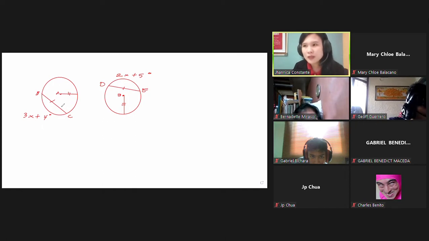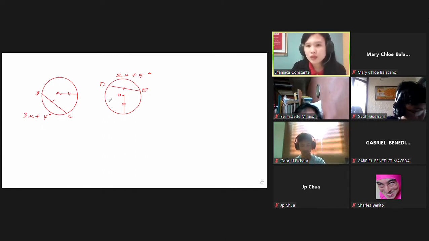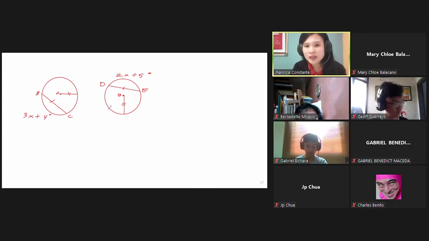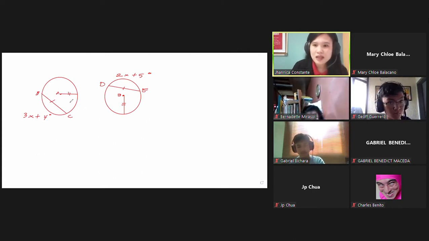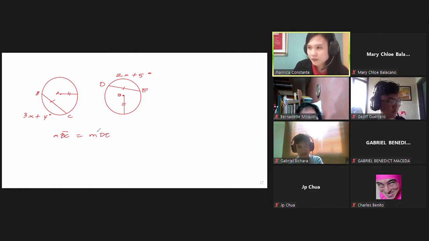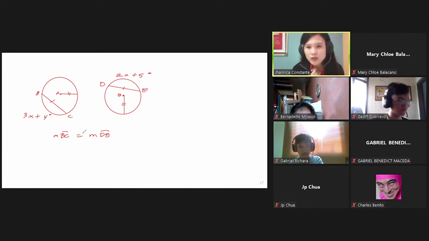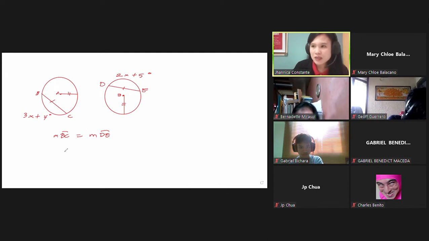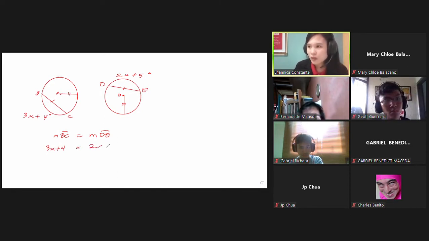Given the theorem that if the two chords and the radius of two circles are equal in measurement, their arcs have the same measurement. Since the measurement of the arc BC is equal to the measurement of the arc DE, we're going to find the exact measurement of our arc, given that arc BC has a measurement of 3x plus 4, and arc DE has a measurement of 2x plus 5.